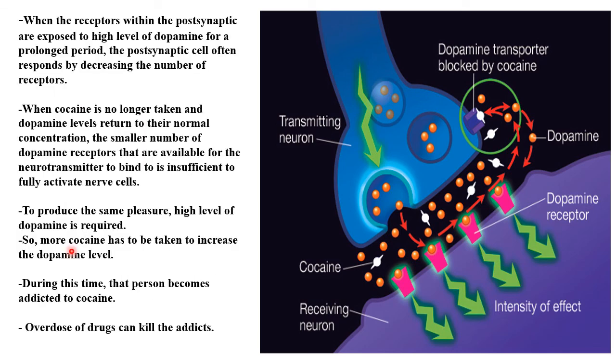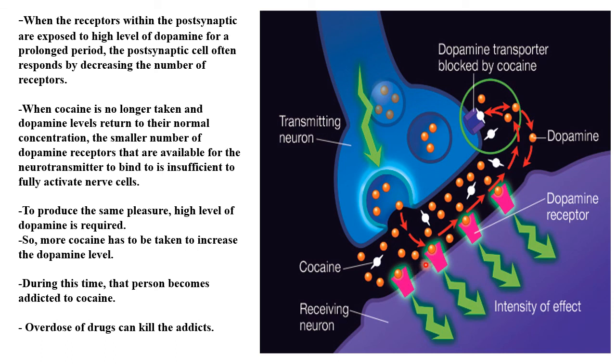Continuous usage of cocaine will cause the dopamine receptors to be reduced. When the cocaine is no longer taken and dopamine levels return to their normal concentration, the smaller number of dopamine receptors will not be enough to give a normal effect, because the number of dopamine receptors has reduced due to the excessive use of cocaine before.